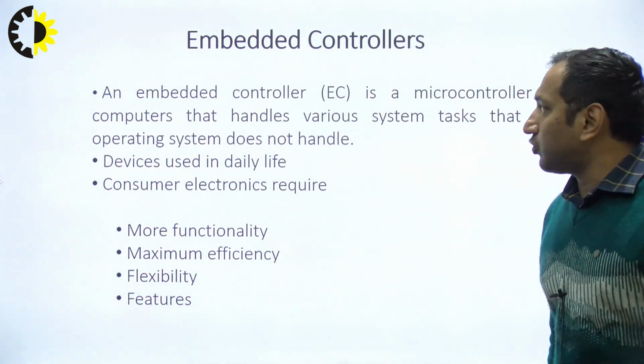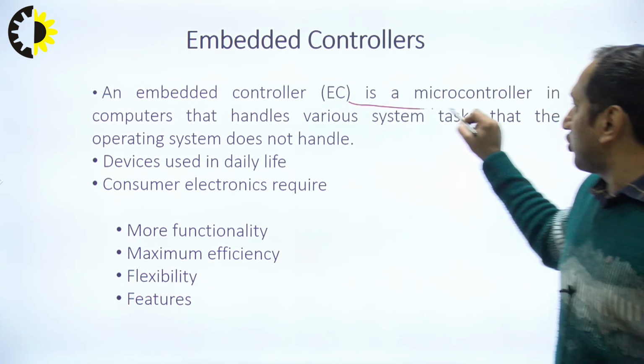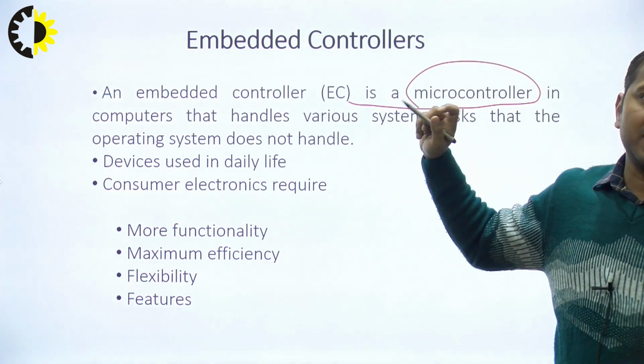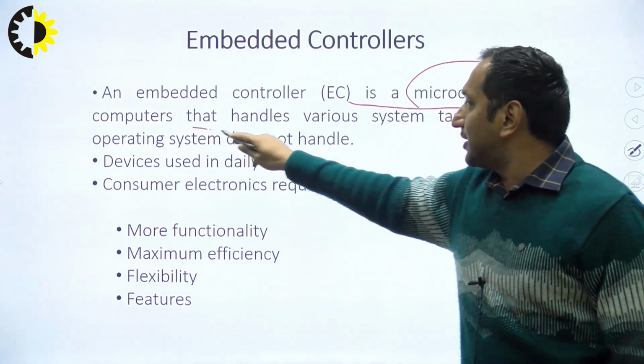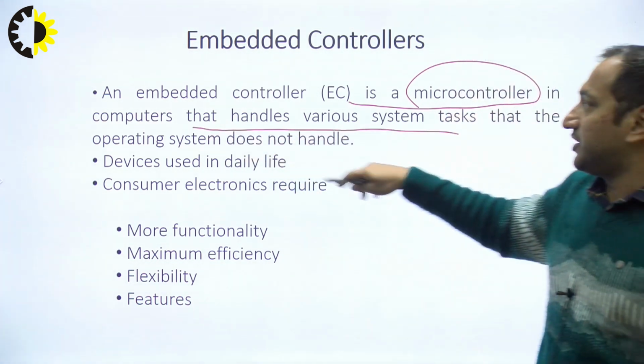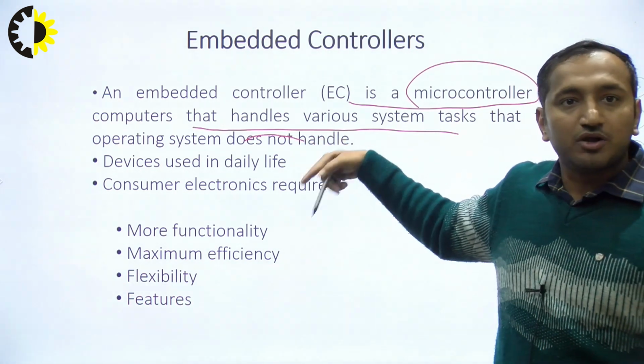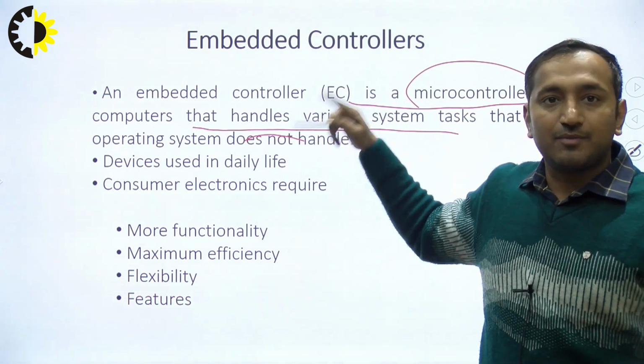So what are embedded controllers? An embedded controller is a microcontroller chip. It is very small in size, which is why it is known as a microcontroller, and it is put in computers to handle various system tasks that the operating system does not handle. The OS is not handling that task; that task is handled by the microcontroller.